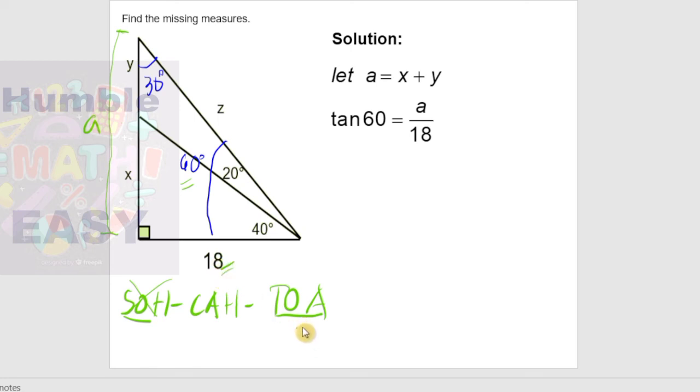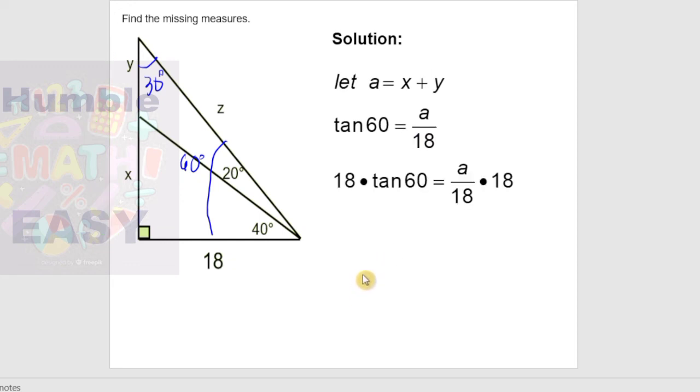If you ask me, how do we use the sine? Yes, we could use the sine provided that we use the z value. Since the z value is 36, we could use it another way around for solving the value of a. So then again, we now have tangent 60 is equal to a over 18.